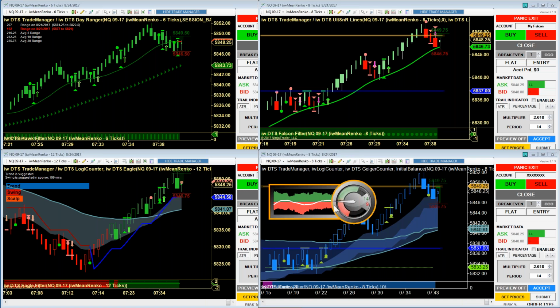That's actually how the Geiger counter got developed. One of our DTS owners said, I need a tool to help me decide when it's time to get out of the market. I need a tool to help me see when the market momentum is shifting. And that was the impetus behind developing the Geiger counter.